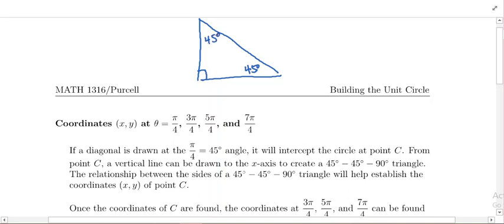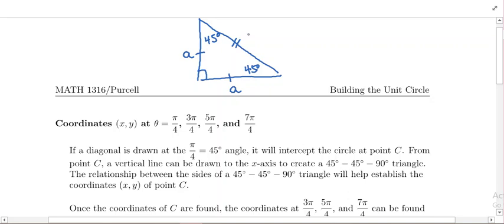Remember how the lengths of the sides are related. The hypotenuse is always going to be the longest side, and then the other two sides have the same length because they're both across from a 45 degree angle. So what that relationship is, you look at the two sides across from the 45-degree angles. Like I said, they're going to have the same length. We'll call that length A.